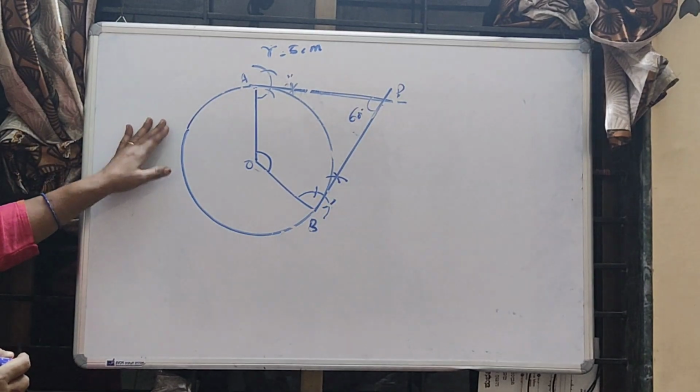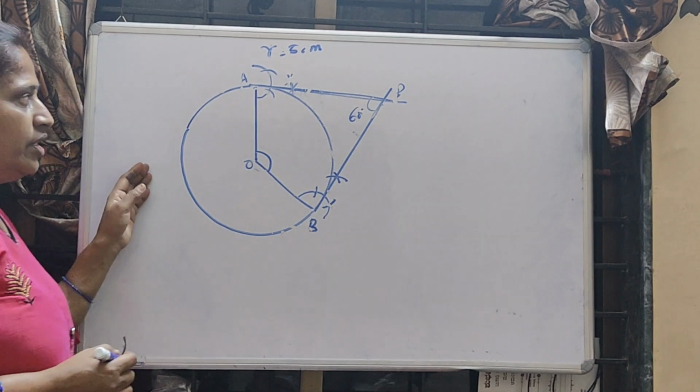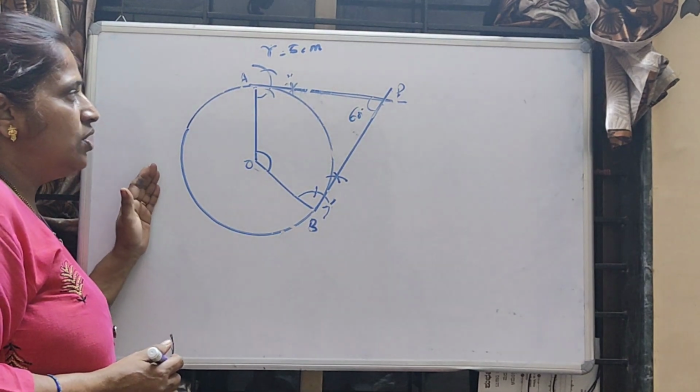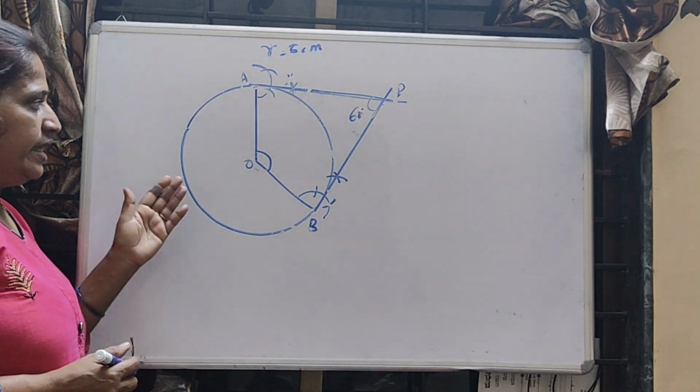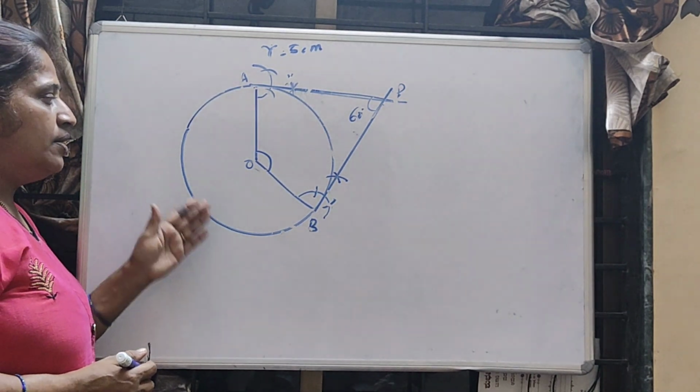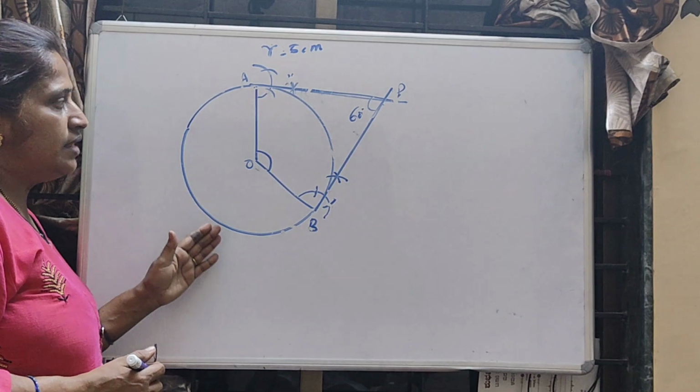This question is also very important, children. You may get this question 90%, and the previous question also. Only the radii or the angles may be different, but many years this question is repeated.